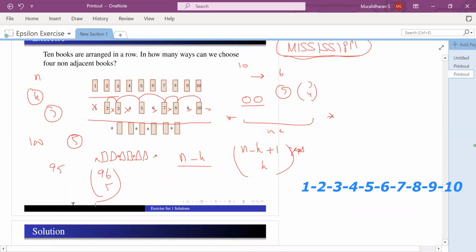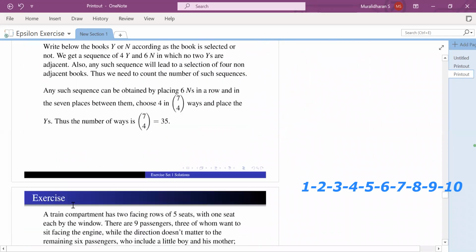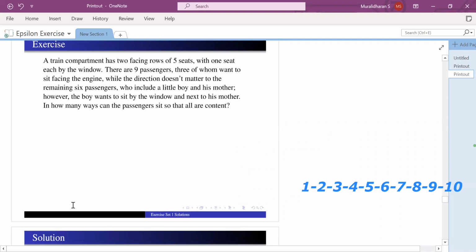Right? Okay, so let's look at the next one. This most of you would have done. A simple case by case.